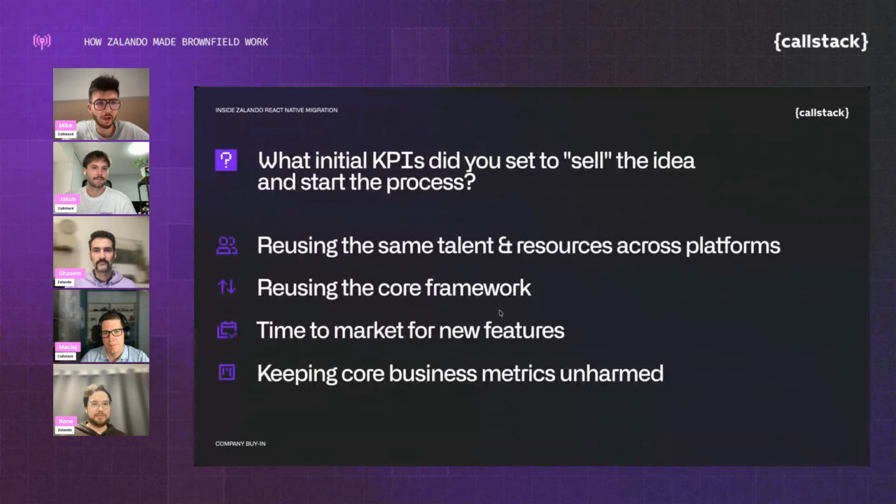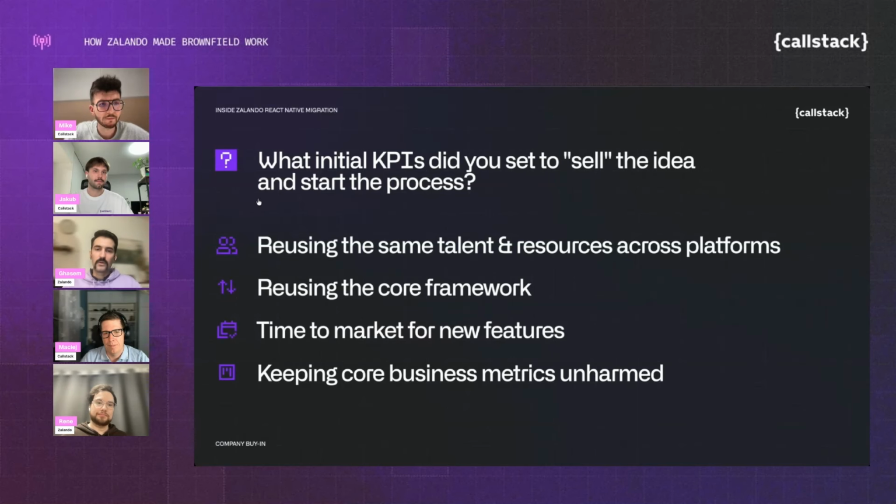All right. So I think I will quickly recap what we discussed in this section. Based on what you both told us today, reusing talent and resources across platforms was one of the very strong decisive factors. Reusing the core framework or the learnings around the rendering engine, time to market for new features. And I think having that Brownfield POC that does not harm the other part of the app seems to me like the theme that we talked through for this section. Anything else you would like to emphasize on that front?